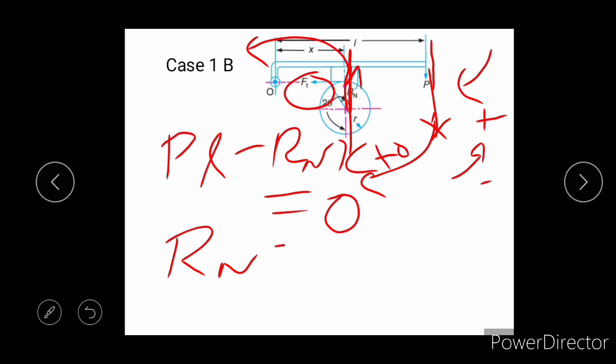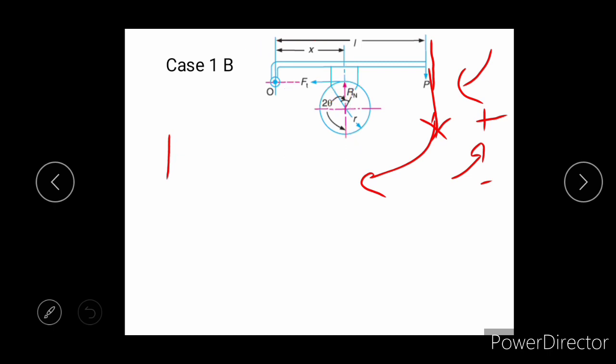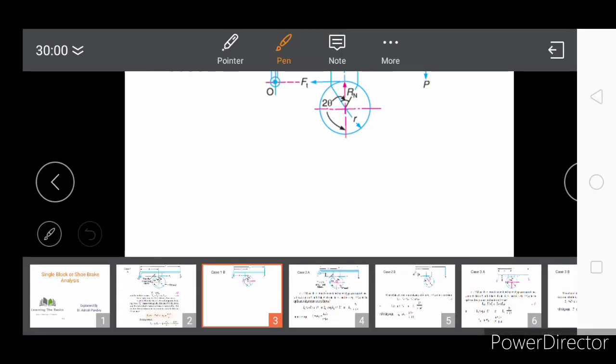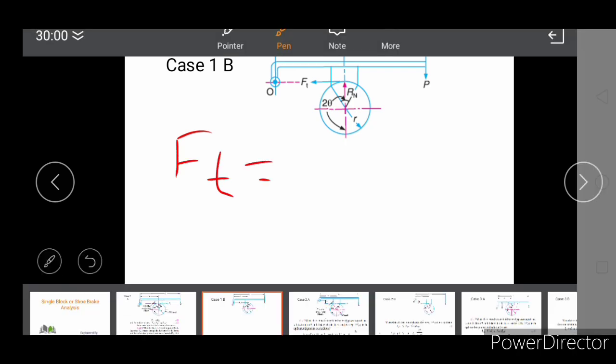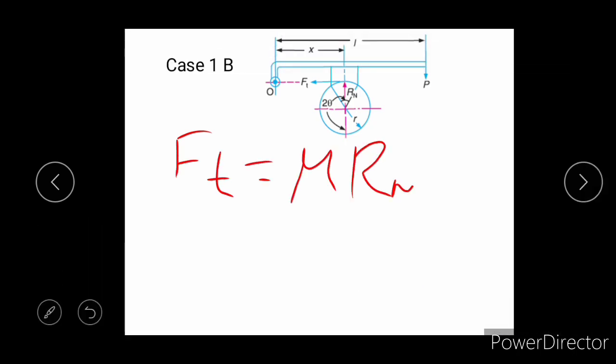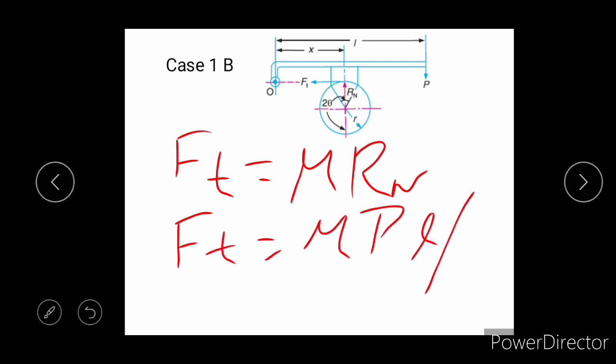Rn is equal to PL upon x. It means the same equation you will find as in case 1a, right? So Ft is equal to mu Rn. Put the value of Rn, PL upon x, so mu PL upon x will be Ft. Ft will be equal to mu PL upon x.